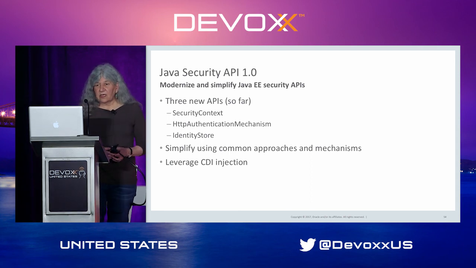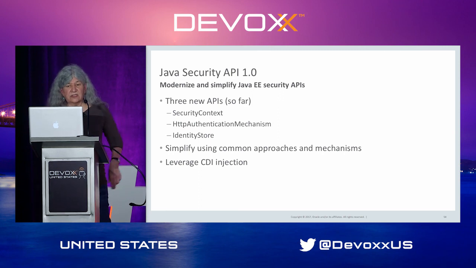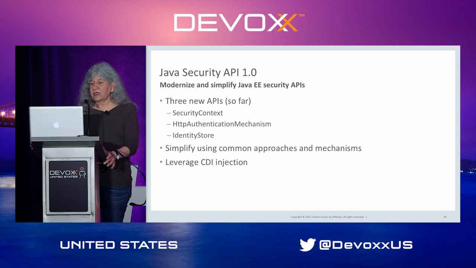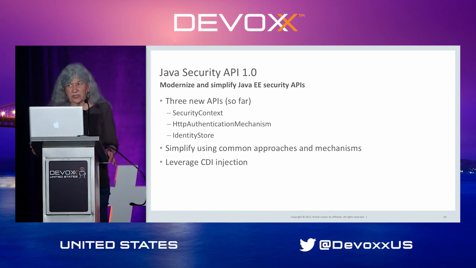So the final API that I want to talk about is Java security. This is a 1.0 release, so this is new. And its goal is to modernize and simplify Java EE security APIs. The early draft was just released last week, so the expert group has been asking for much feedback, so I would encourage you to download that and send feedback to the expert group.